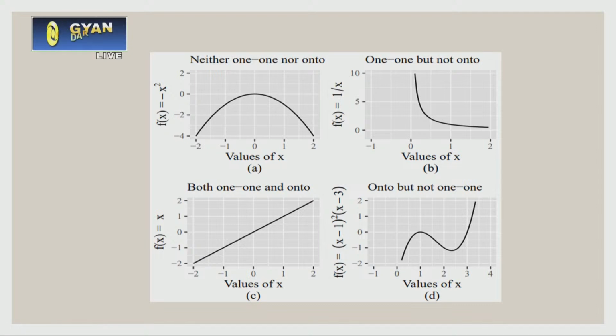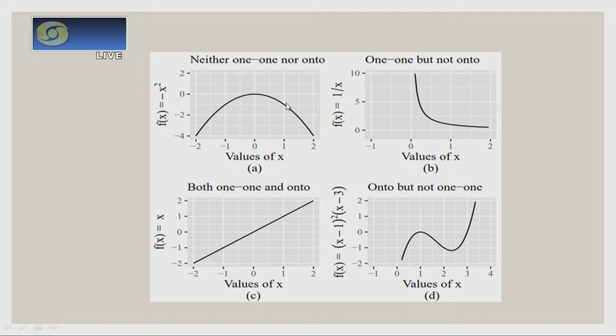mother. So this is not a 1-1 function, because if I draw a horizontal line, it intersects the graph at 2 points. But according to the condition of a 1-1 function, each horizontal line should intersect the graph at exactly 1 point. So this is not a 1-1 function. Now what about onto functions?